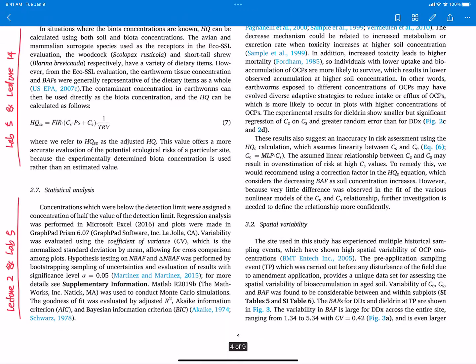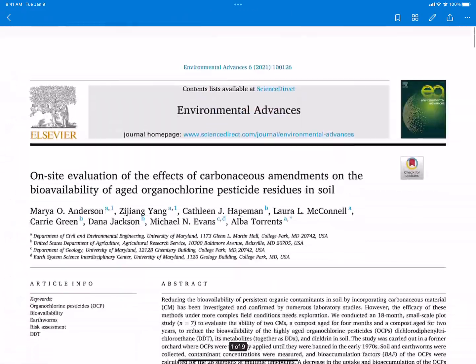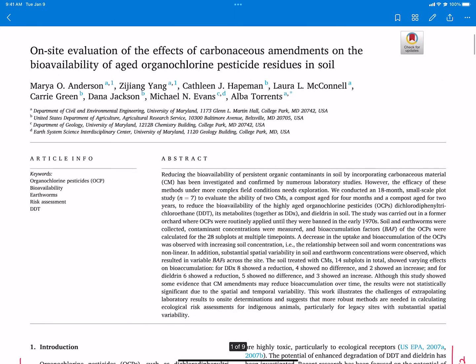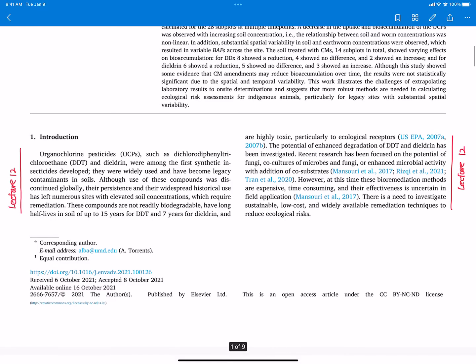So we have this paper here, and the title is On-Site Evaluation of the Effects of Carbonaceous Amendments on the Bioavailability of Aged Organochlorine Pesticide Residue in Soil. This is very related to the organic chemistry unit, and I also did some classification of the content. Like the introduction part is related to lecture 12, which was last week's lecture.